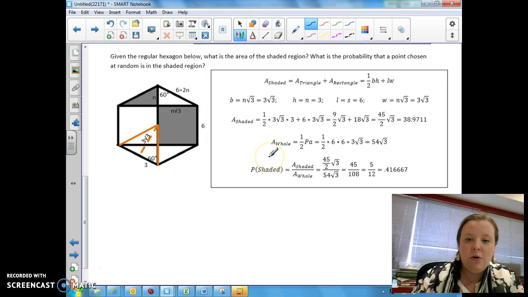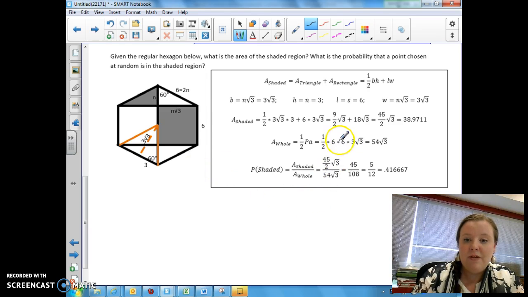So, area of the whole, 1/2 perimeter times apothem, I need the apothem. That's what this orange triangle over here is showing. If I were to draw to the center of my hexagon and extend 2 radii out, I know that this little piece right here has to be 3 because it's half of a side length. I know this is a 60-degree angle, so I know this has to be an n root 3 side where this is an n side, so this is 3 root 3. So my apothem ends up being 3 root 3.